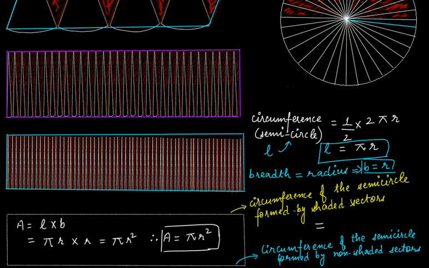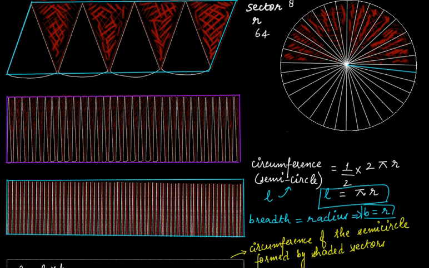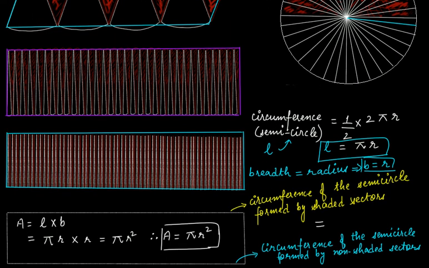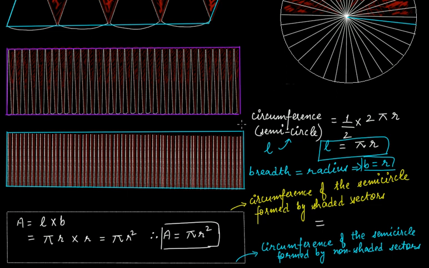Okay, let me quickly revise it again. We first divided the circle into 8 equal sectors and arranged them like this. These 8 equal sectors take the shape of a parallelogram. Then we further divided them into 64 equal sectors. They tend towards the shape of a rectangle. When we go on dividing them further, they tend more and more towards the shape of a rectangle. Finally, a point will come where you divide the circle into infinitely many parts, and it will take the shape of a perfect rectangle.